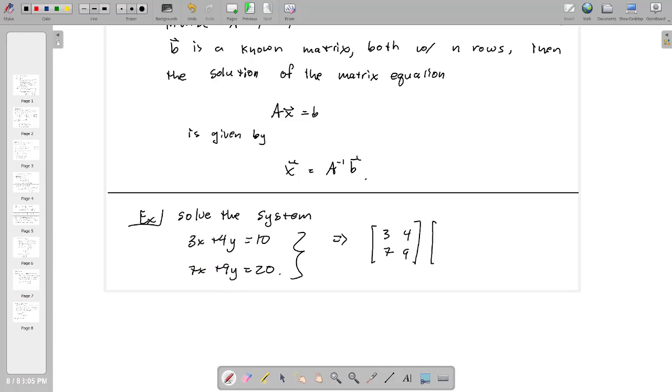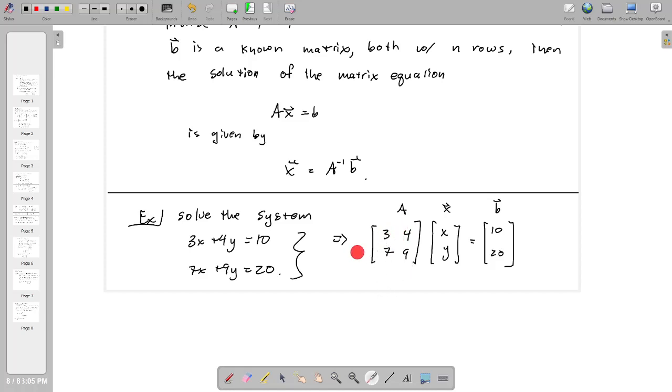The variable matrix XY is equal to the column matrix B, which is 10, 20. Here's our A, here's our X, here's our B. Now all I need to do to solve this matrix equation is multiply by A inverse on both sides.